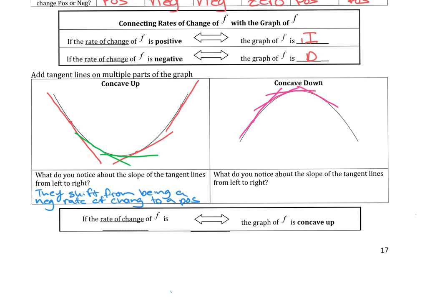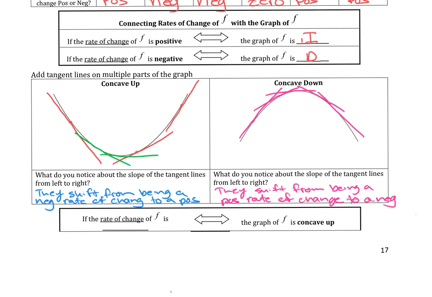And then on this other side, now we're going to have a decreasing or a negative rate of change. So we have the opposite shift. With concave down, we're going to shift from being a positive rate of change to being a negative rate of change.